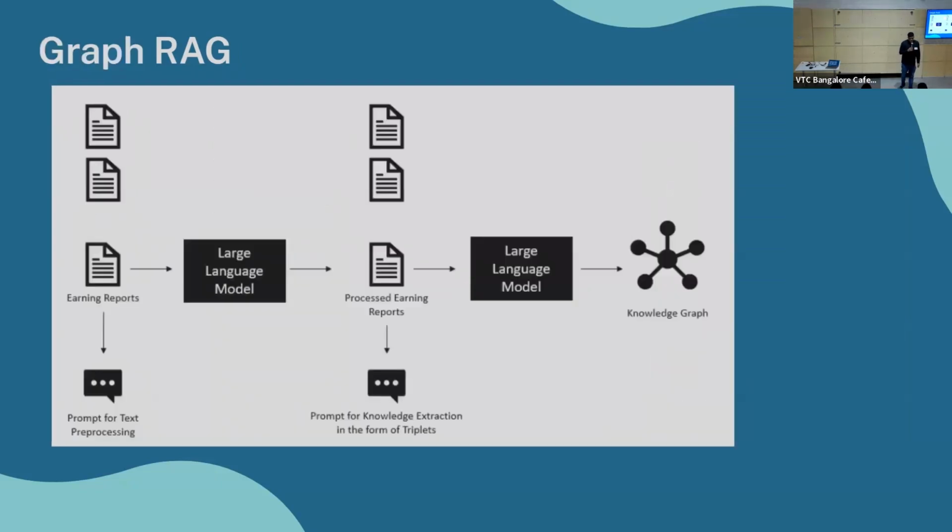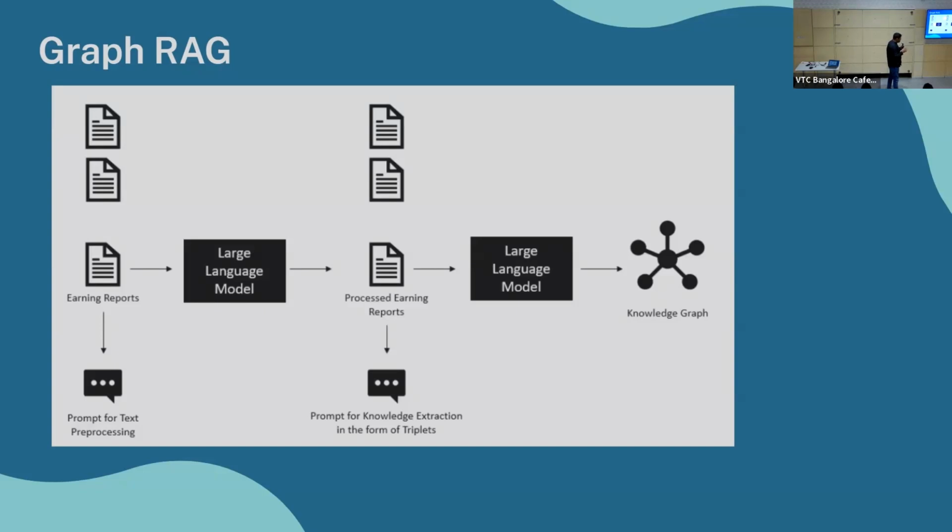Graph RAG, as I mentioned, many people even call it knowledge graph-based RAG. Many people call it graph RAG. You may call it whatever name, but the only difference between a vector RAG and a graph RAG is in the retrieval part. When it retrieves the data, it retrieves it from knowledge graphs instead of vector databases.